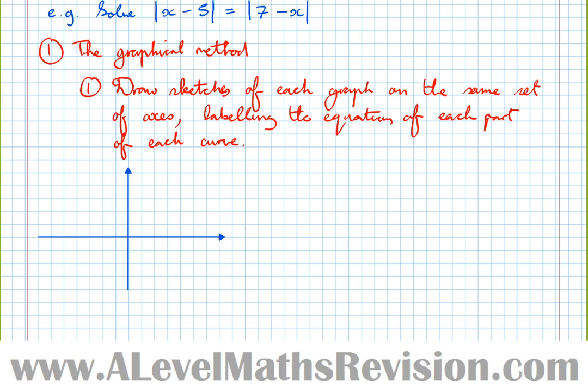So x minus 5 would normally look like that, crossing at minus 5. But we know that the modulus is going to reflect it. Get the straight line back again. So like that. So this is y equals mod of x minus 5.